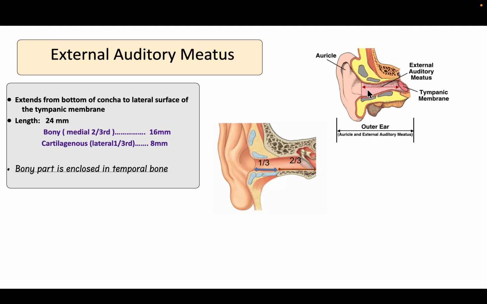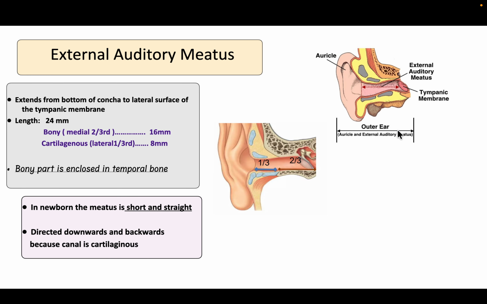Now you can see here, this is the external auditory meatus extending from this portion and going up to the tympanic membrane. So the auricle and external auditory meatus form the external ear. Now in the newborn, the meatus is short and straight, directed downward and backwards because the canal is cartilaginous.